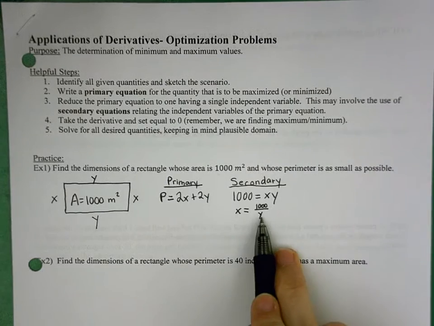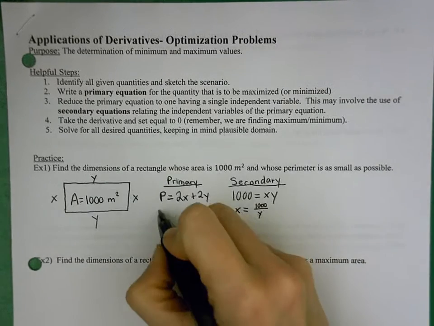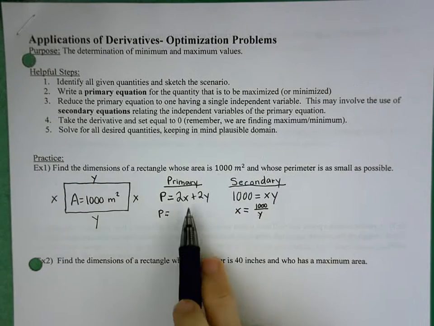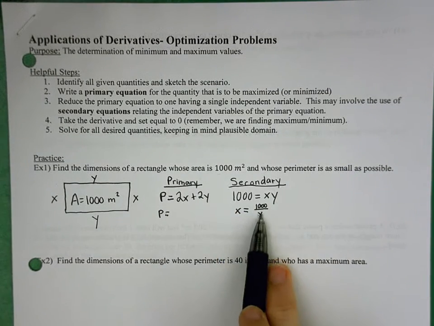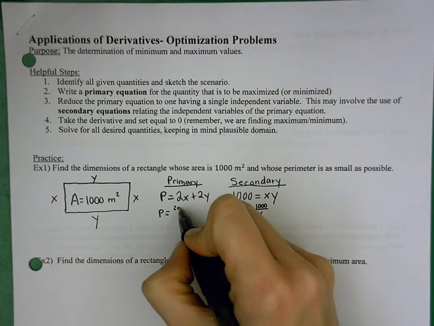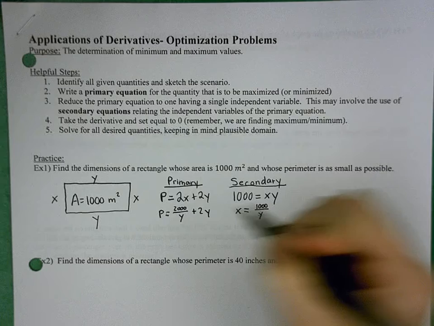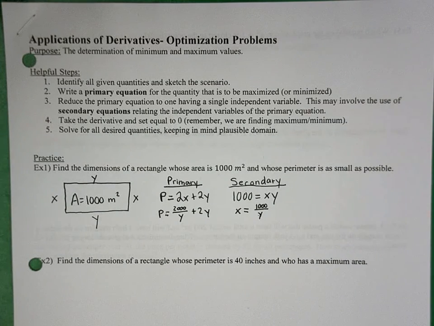Okay, I can now plug this 1,000 over y into my x's spot right here. Okay, so we have perimeter equals 2 times x, which x is 1,000 over y, so it's 2 times 1,000 over y, which is 2,000 over y. And that's step 3.